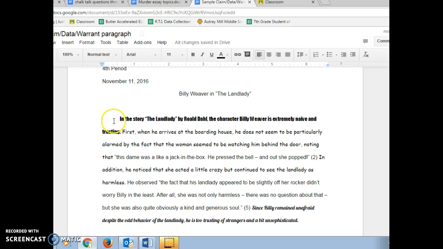You're going to have a claim sentence that states the work that you're discussing. Then you're going to introduce your first piece of data, your first statistic, your first quote, your first specific. If you're talking about a movie or a film, you could just use a specific from the story. And then you go on to the second piece of data, introducing it as well, and then tie it all together with the warrant. Remember, it's just one paragraph.